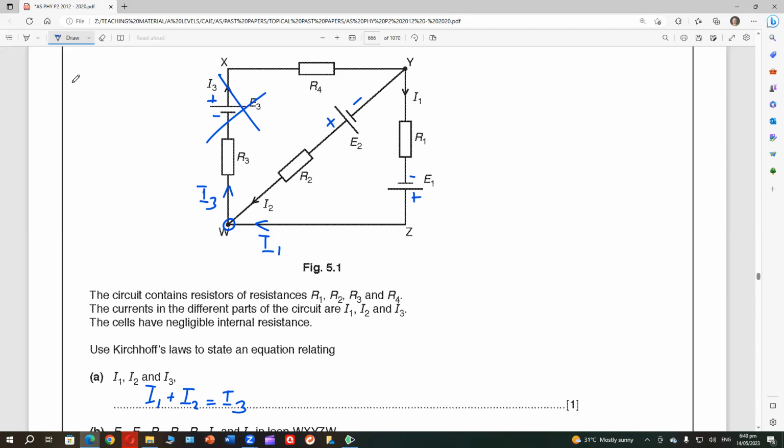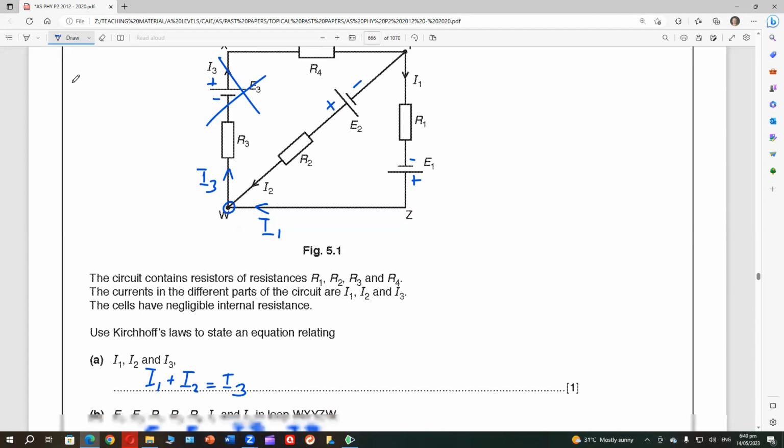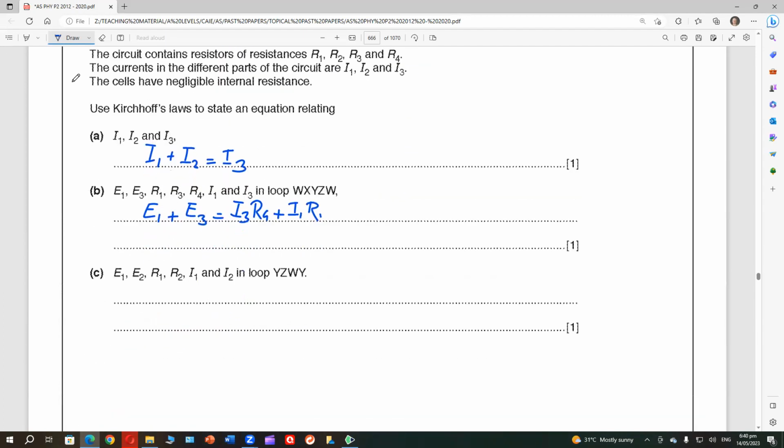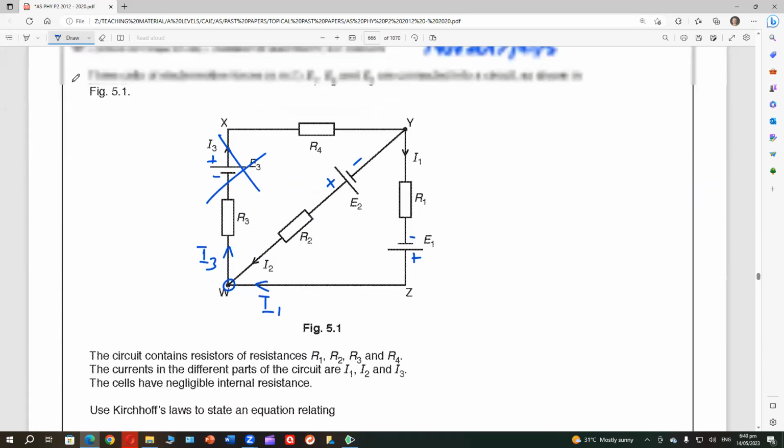Now, should I add E1 and E2? They are in plus plus, then they'll be subtracted. And now we have to suppose that E1 is bigger or E2 is bigger. We have to suppose one of them. So I have made E1 minus E2.